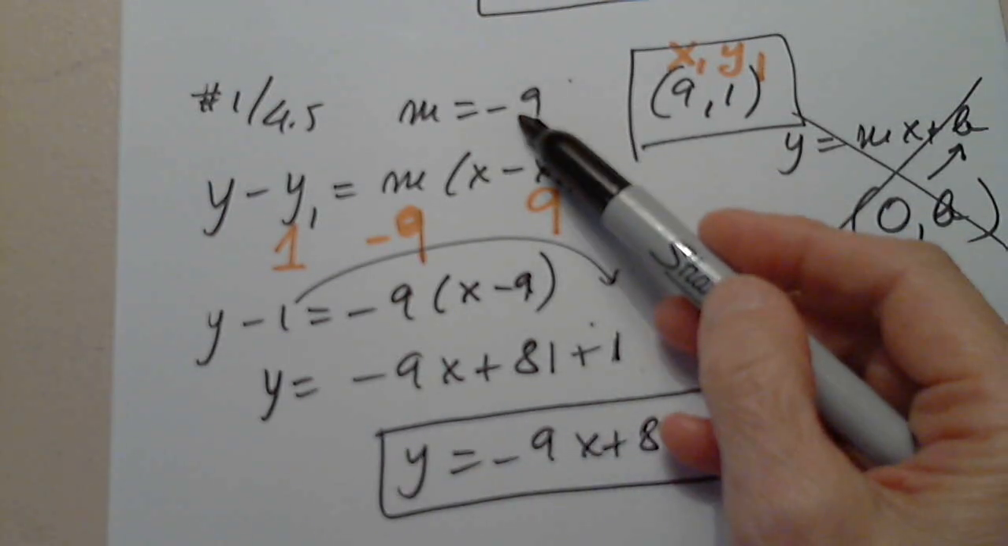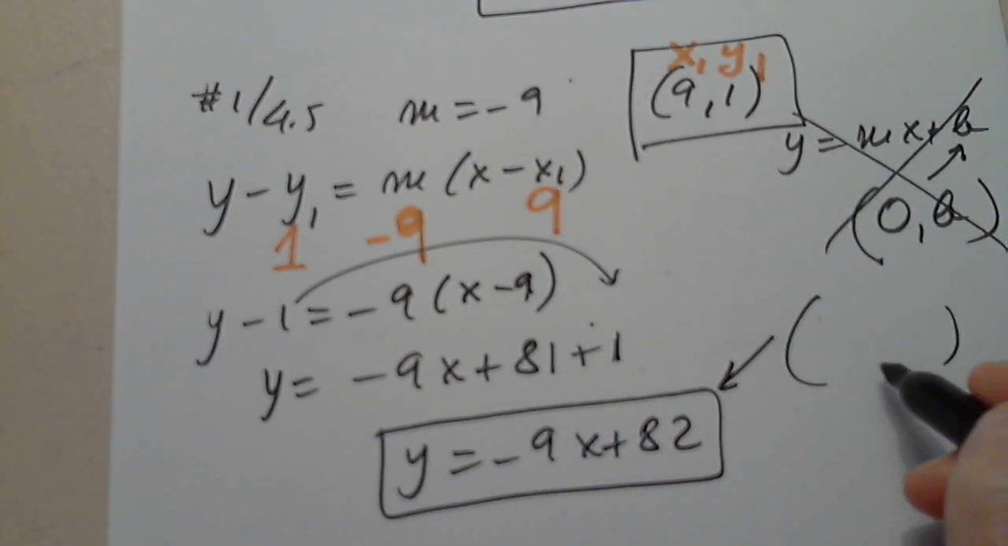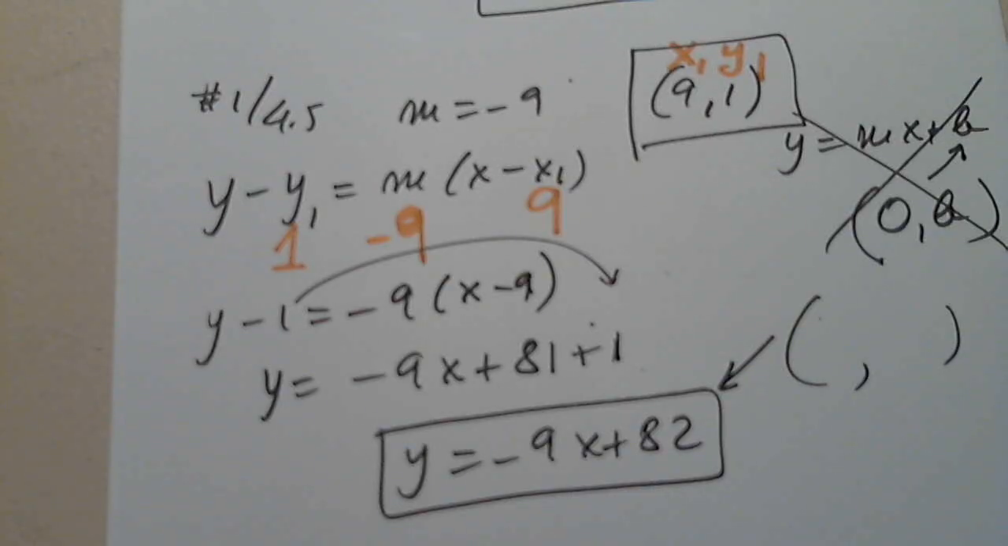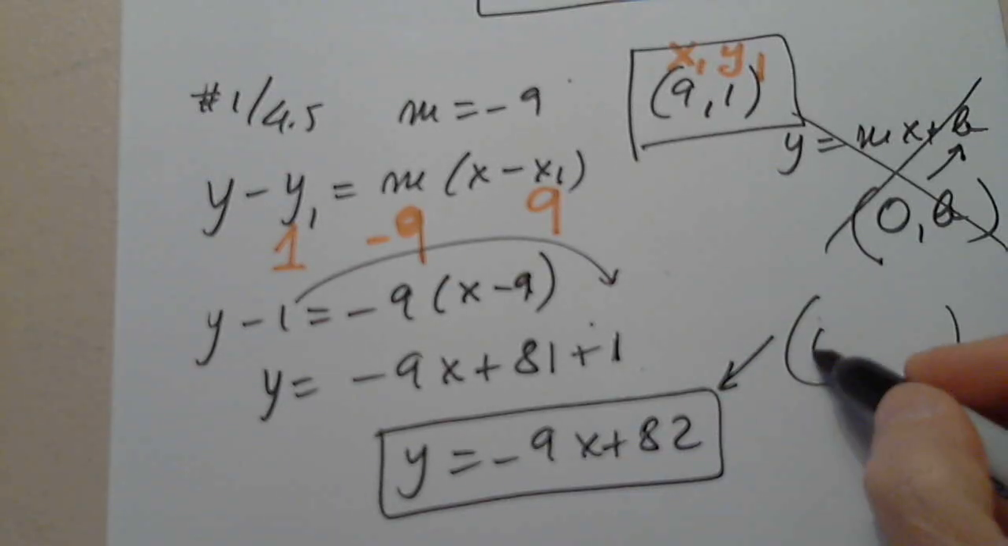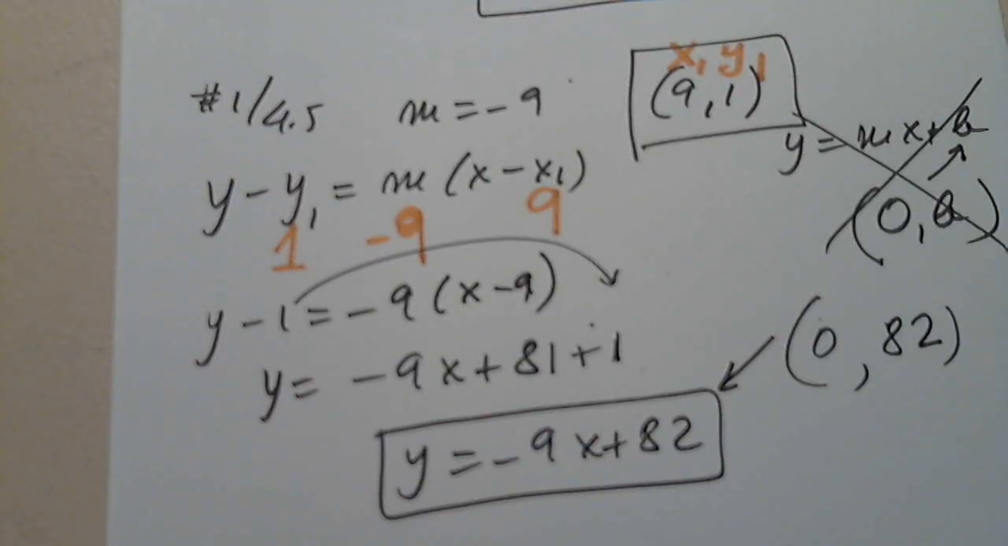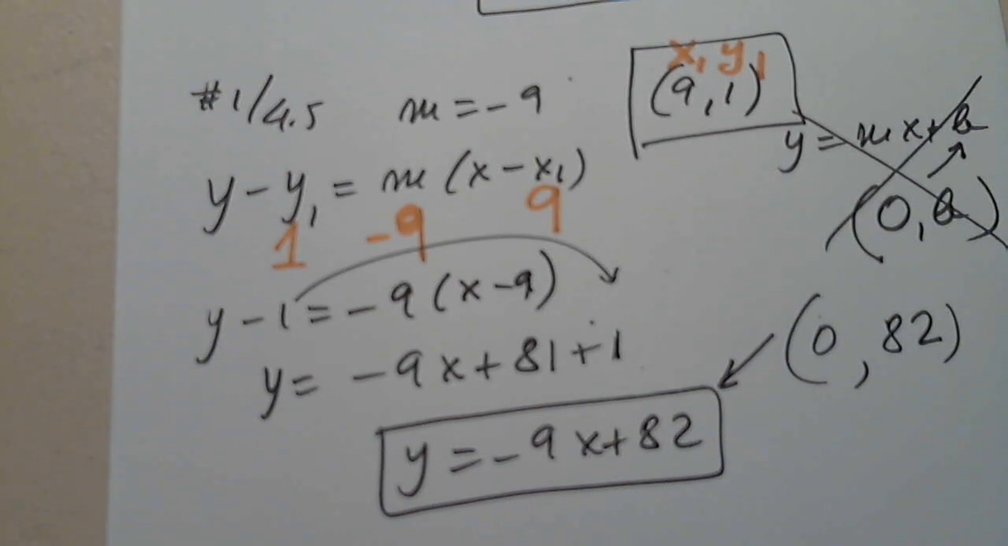The slope is indeed the same, but now I am also capable of determining the y-intercept as an ordered pair. What is the y-intercept? 82, or 0, 82. Any questions on this problem? Okay, moving on.